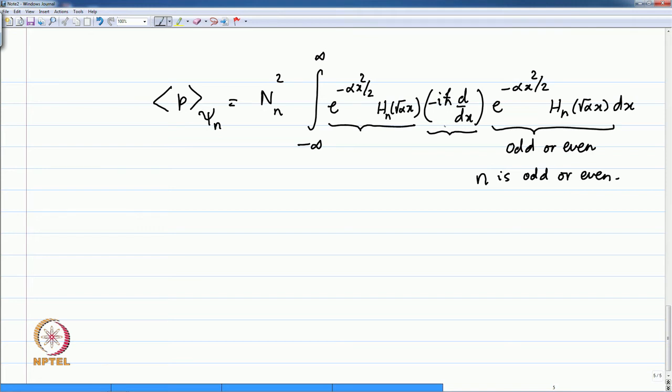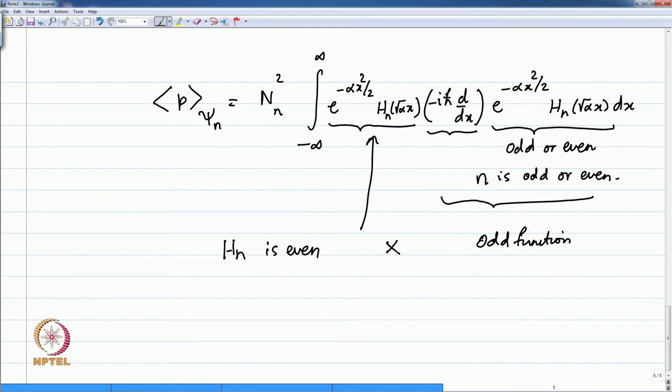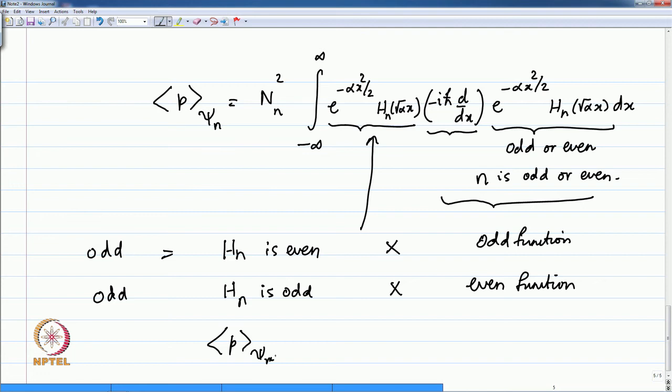Therefore, if you take the derivative of an odd function, you will get an even function. But please remember, if H n is even, then the derivative of H n will give you an odd function. Therefore, the product of the two is odd. If H n is odd, the derivative of the same H n, which is the odd function, will give you an even function, and therefore the product is again odd. Therefore, the integral for any state psi n of the average value of the momentum is also 0.